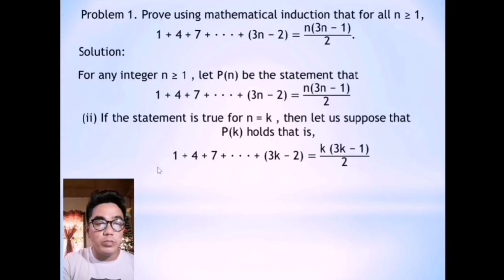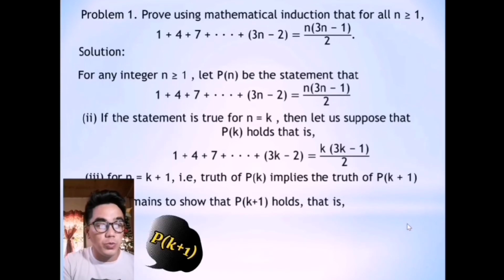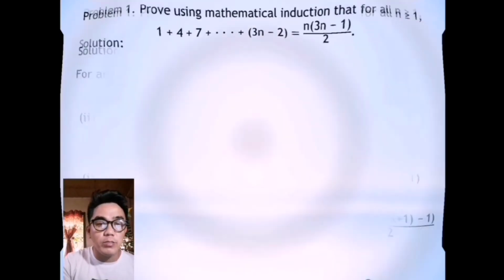So let's go with the third step. For n equals k plus 1, the truth of P of k implies the truth of P of k plus 1. It remains to show that P of k plus 1 holds. That is, we're going to say that P of k plus 1 is also true. Meaning to say, we're going to change all the k by k plus 1. So these are now all the essential given equations for us to prove this problem using the PMI. So let us have the next slide.